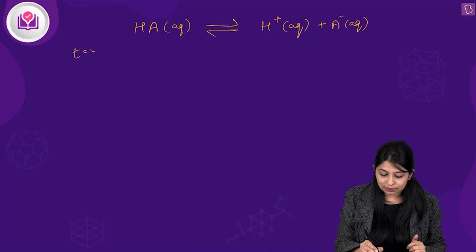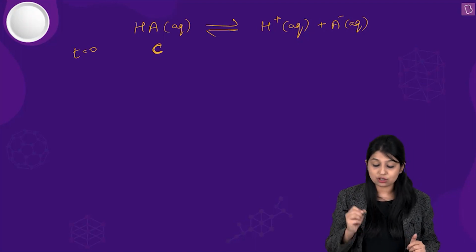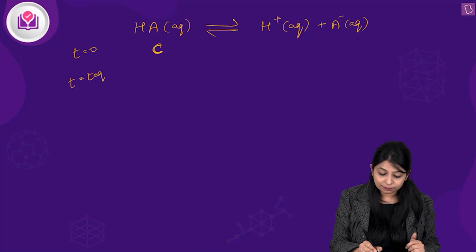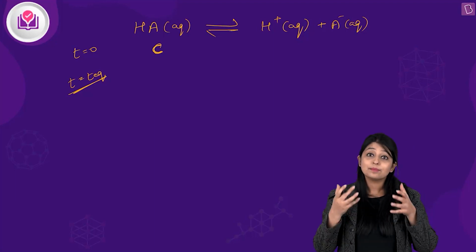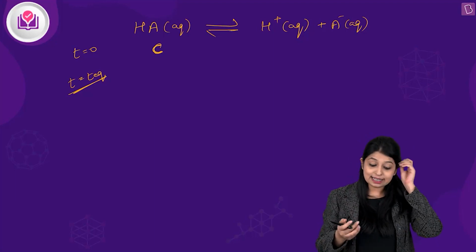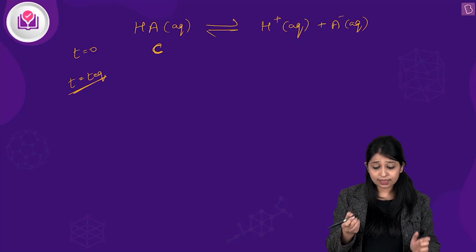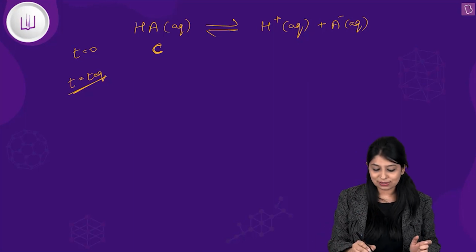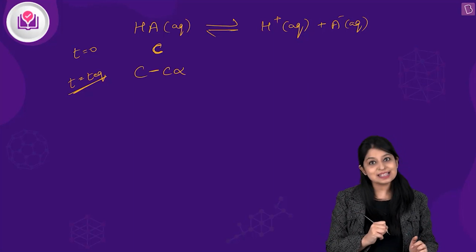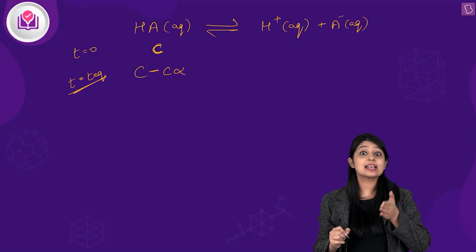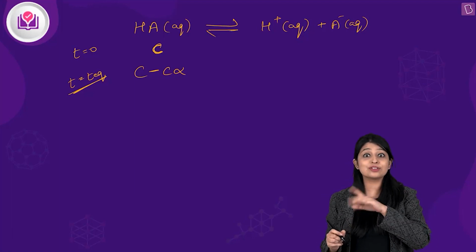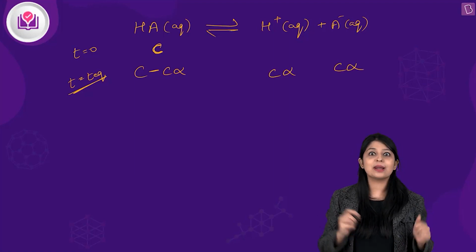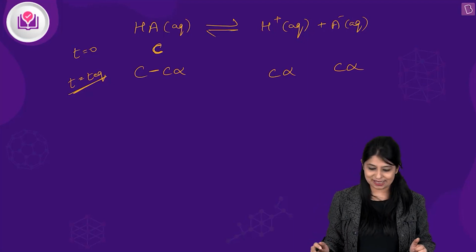Okay, so at T is equal to 0, let's assume the concentration of HA, that is the monobasic acid, is C. At T is equal to equilibrium, it dissociates. So if C alpha dissociates, what is left is C minus C alpha. And since it dissociates C alpha, the concentration of H plus and A minus at equilibrium would be C alpha, C alpha, where alpha is the degree of dissociation.